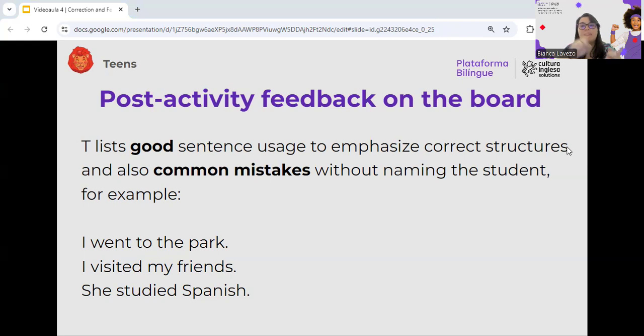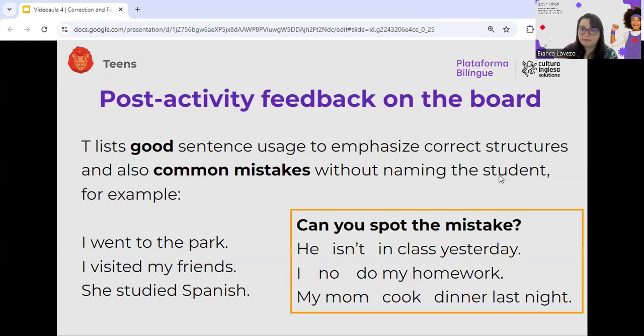They are perfect. Now, then you show them the common mistakes without nominating, right? Without saying, this was Rodrigo who said this, you just show them on the board. And then you ask them, can you spot the mistake? So students would then say, he isn't, but he wasn't. Okay, he wasn't in class yesterday. Everybody, he wasn't in class yesterday. Then you can ask specific students.